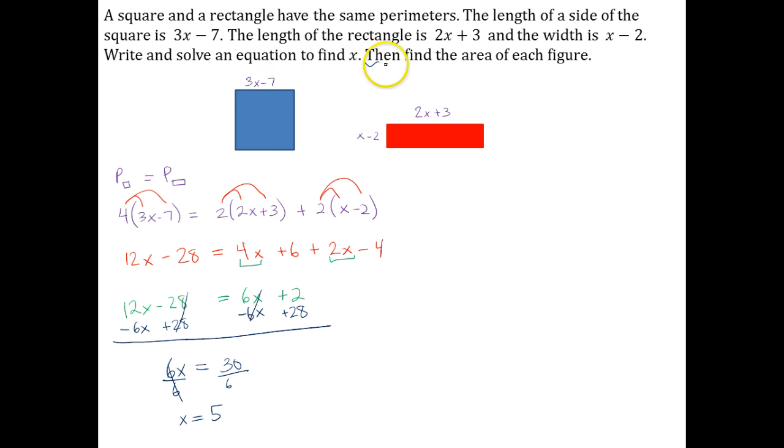Alright, so what does that mean as far as my side lengths up here? And I need to find the area of each figure now. Alright, well, so how long is this side? It's 3x minus 7, so that's 3 times, I know that x is 5, 3 times 5 minus 7, so that's 15 minus 7, which is 8. So the side lengths of the square are 8.